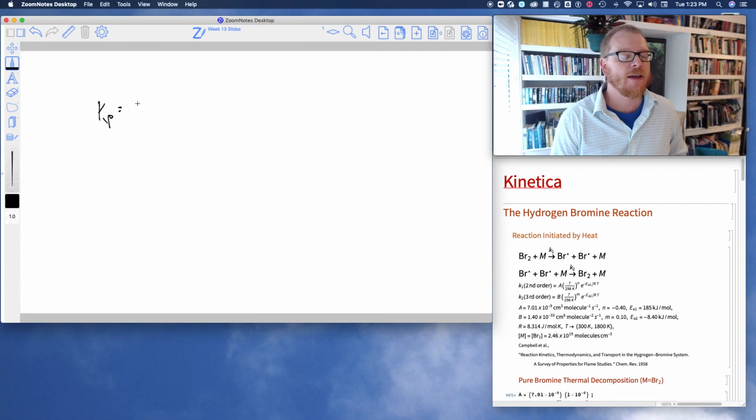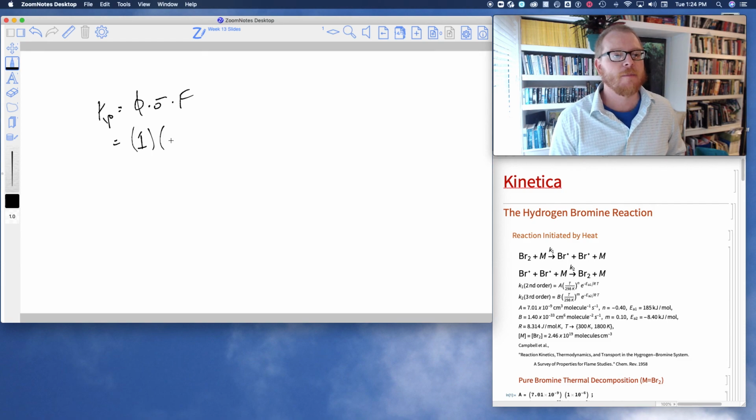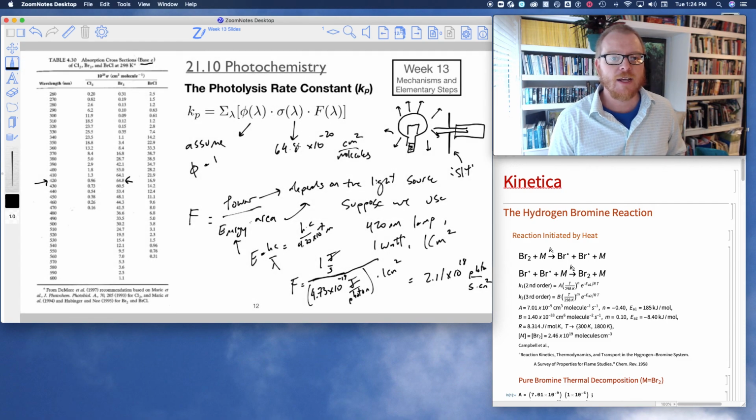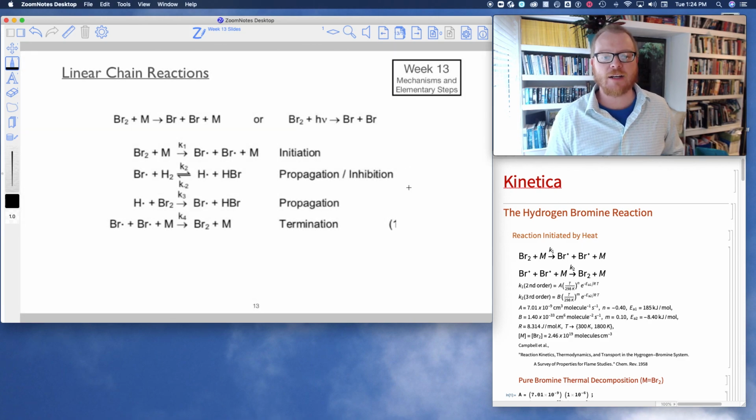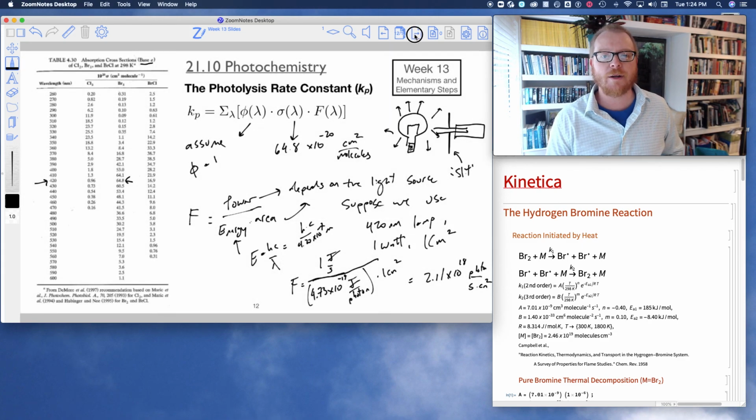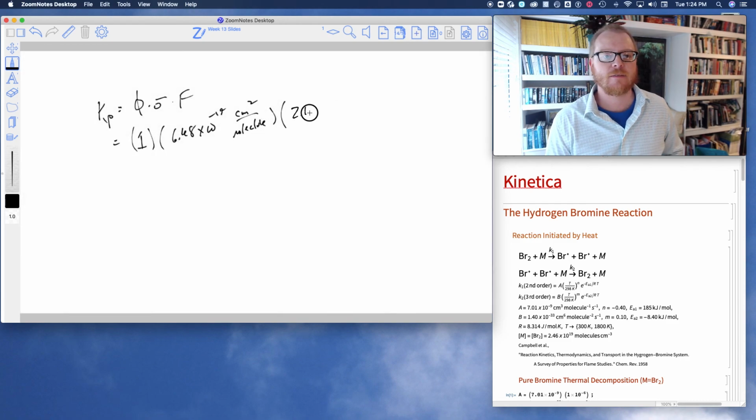So Kp equals phi times sigma times flux. We assume the quantum yield is 1. That's a fair assumption. My sigma was 64.8 times 10 to the minus 20. That's the same as 6.48 times 10 to the minus 19 square centimeter per molecule, and my flux was 2.11 times 10 to the 18 photon per square centimeter per second.